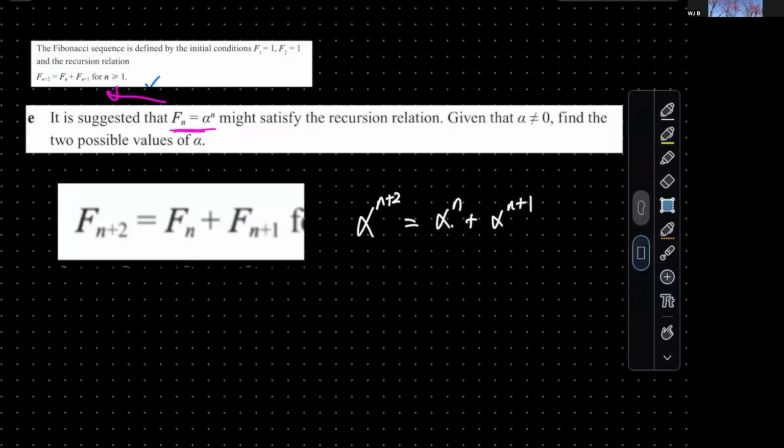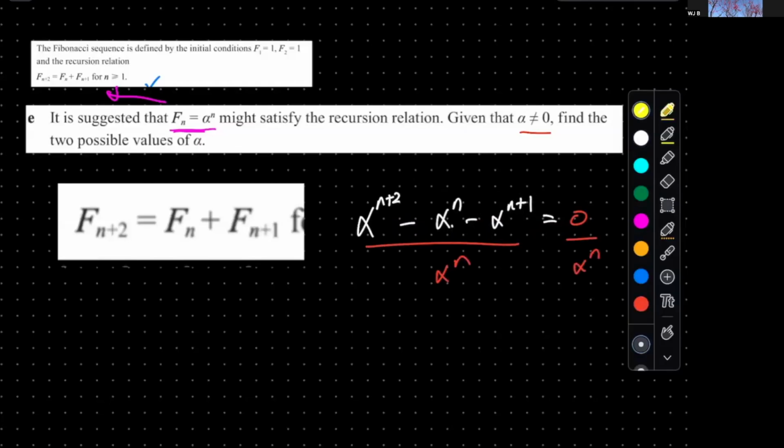All right, and maybe I will rearrange to the left-hand side and factorize. Given that alpha is non-zero, you can divide this by alpha to the power of n. That is great. If you did, I get alpha squared minus alpha minus 1 is equal to 0. That gives me a nice quadratic equation for which I can try. So alpha is going to be 1 plus minus root 5 over 2, I believe. Yes. So those are the two possible values of alpha.